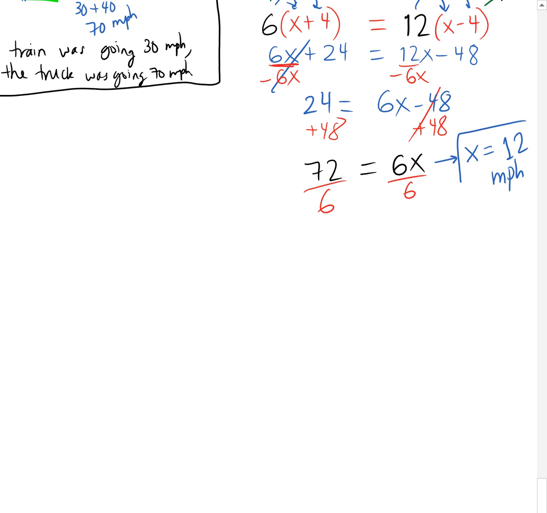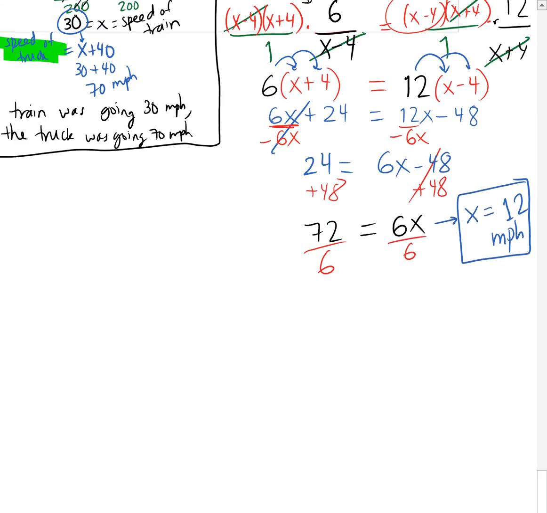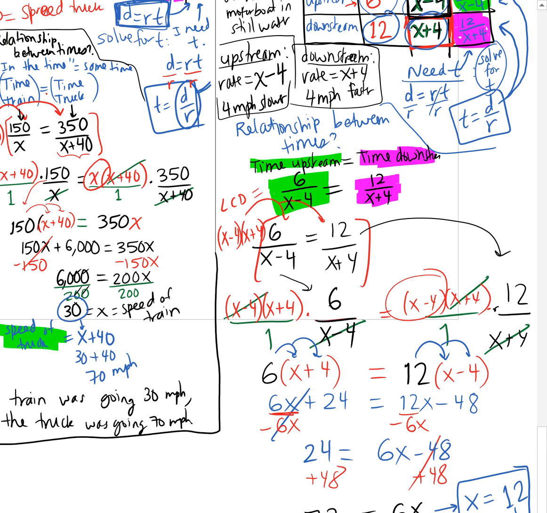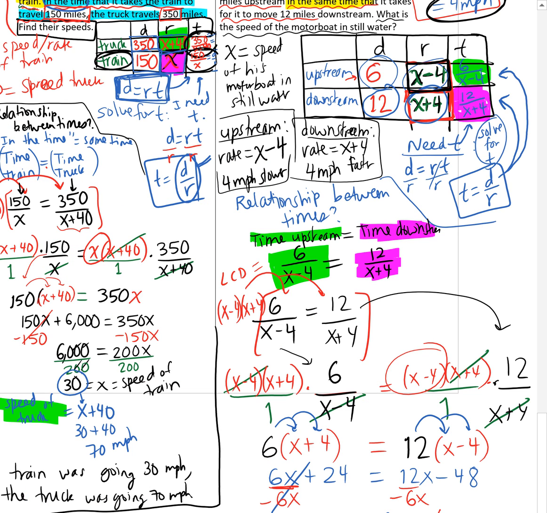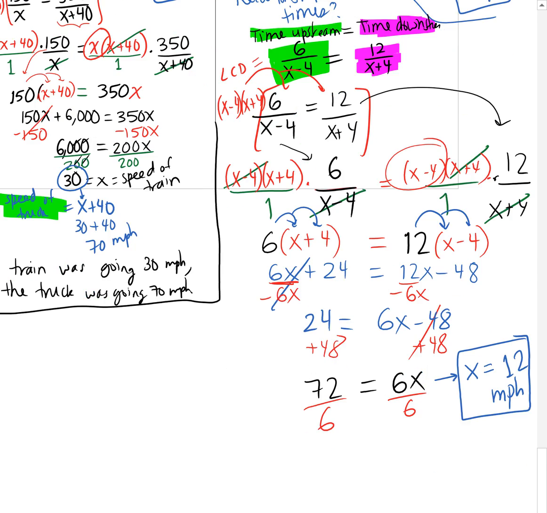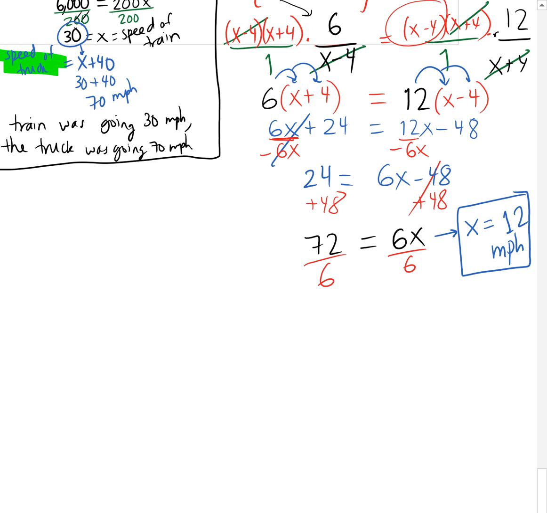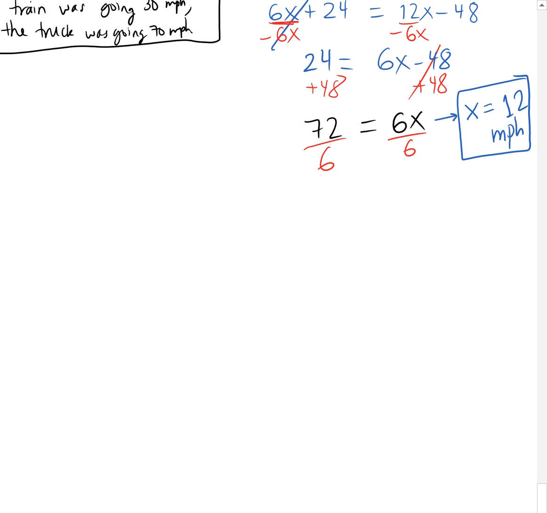And I remember up there we made x equal to the speed of the boat in still water, right? We wrote that directly next to the problem right here: the speed of his boat in still water. And that's exactly what they asked for. What is the speed of his boat in still water? So that's really all we need. We don't need to go find something else. So I'm going to say that the speed of his boat in still water is 12 miles per hour.